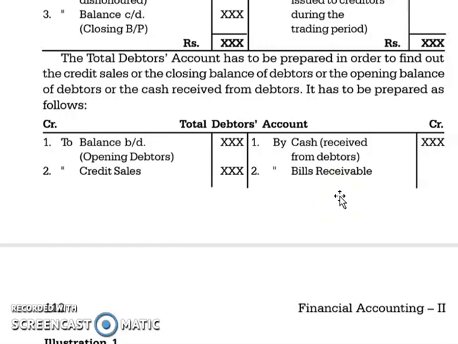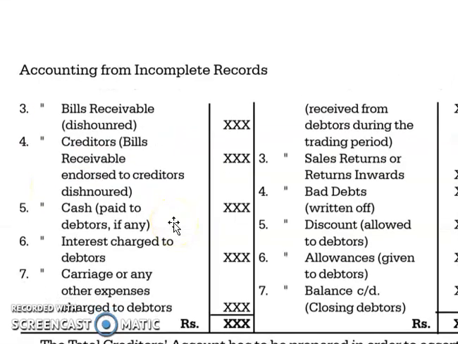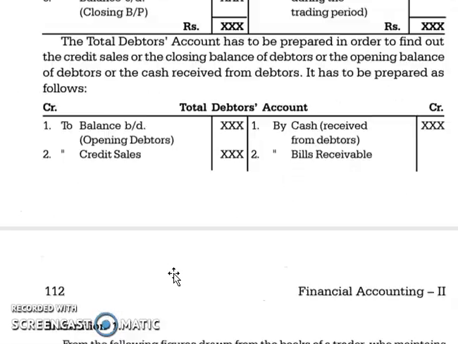The various items included under total debtors account in the debit side: to balance brought down, that is opening debtors. Then we are having credit sales in the debit side, second item. So opening debtors as well as credit sales may be a balancing figure. To bills receivable dishonored, to creditors bills receivable endorsed to creditors dishonored, to cash paid to debtors, to interest charged to debtors, to carriage or any other expenses charged to debtors.